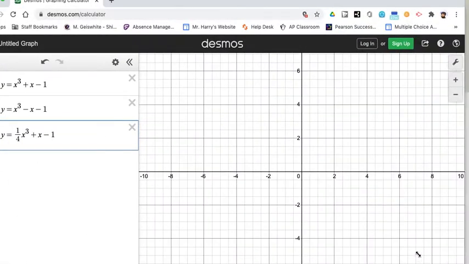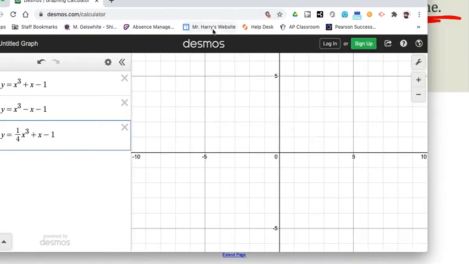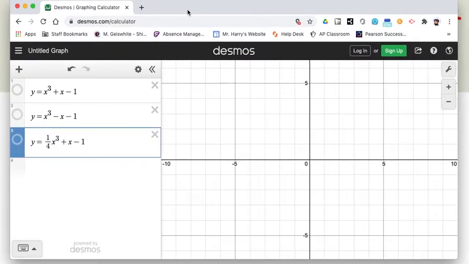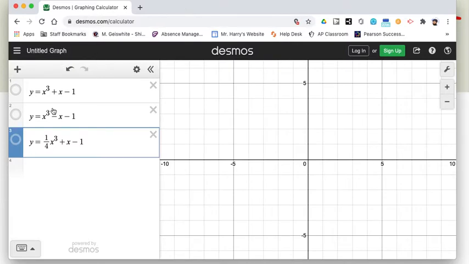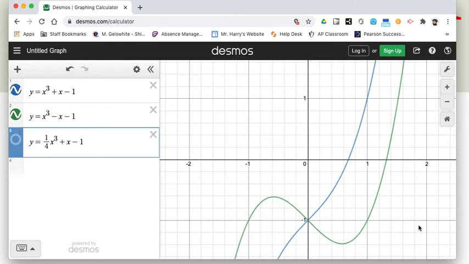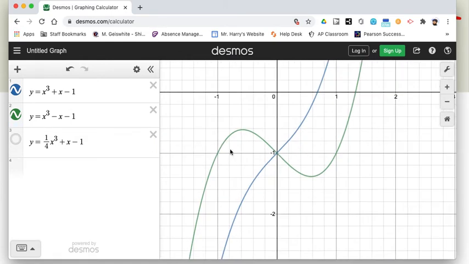So what we're going to do is take these two functions and graph them on Desmos. You can use your graphing calculator, but this is easier for me to work with on my laptop. So here are my first two functions, x cubed plus x minus 1 and x cubed minus x minus 1. If I zoom in here, we can clearly see that if I draw a horizontal line, the green one is not going to pass the horizontal line test. That means x cubed minus x minus 1 will not have an inverse. Okay, x cubed plus x minus 1 will have an inverse.